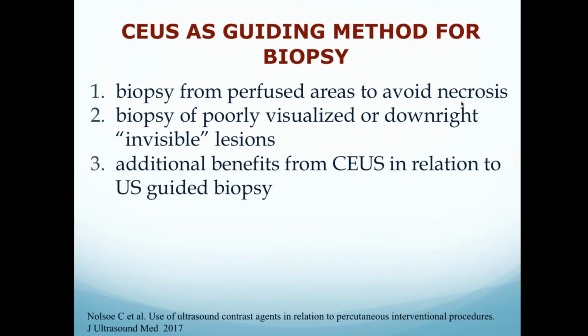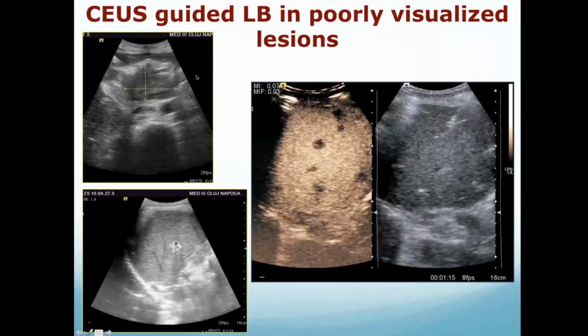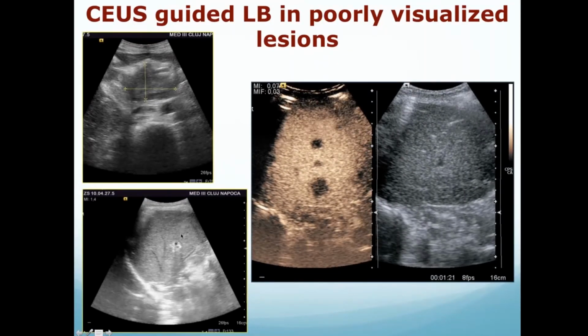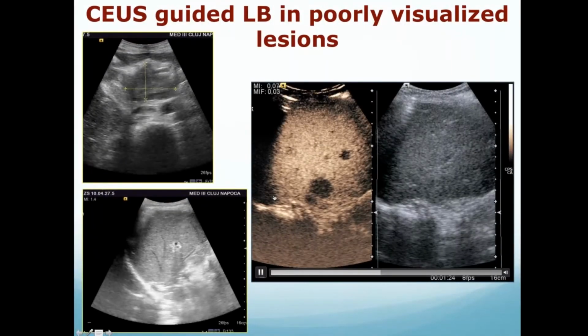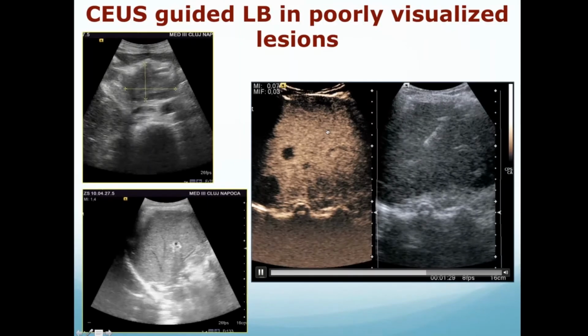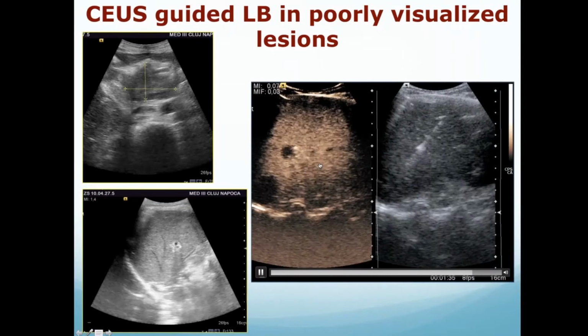So I will start with biopsies. Why do this? Because we can take samples from the active part to avoid necrosis. We can biopsy poorly visible or invisible lesions, or we may have some additional benefits. So have a look here at a patient with a pancreatic cancer, who was sent to us for a liver biopsy. But look here, the lesions are not seen in B-mode ultrasound. Meanwhile, in contrast, you see them very well in the late phase, and also you can insert a needle and take a sample from that lesion.